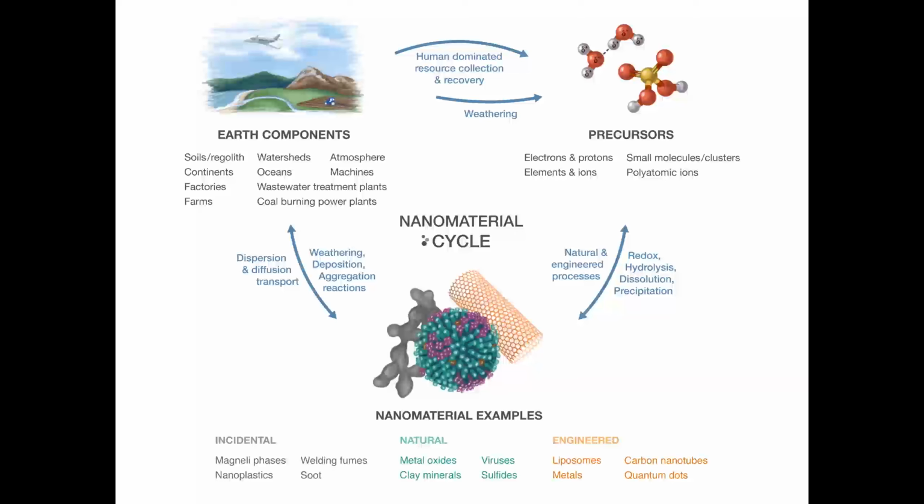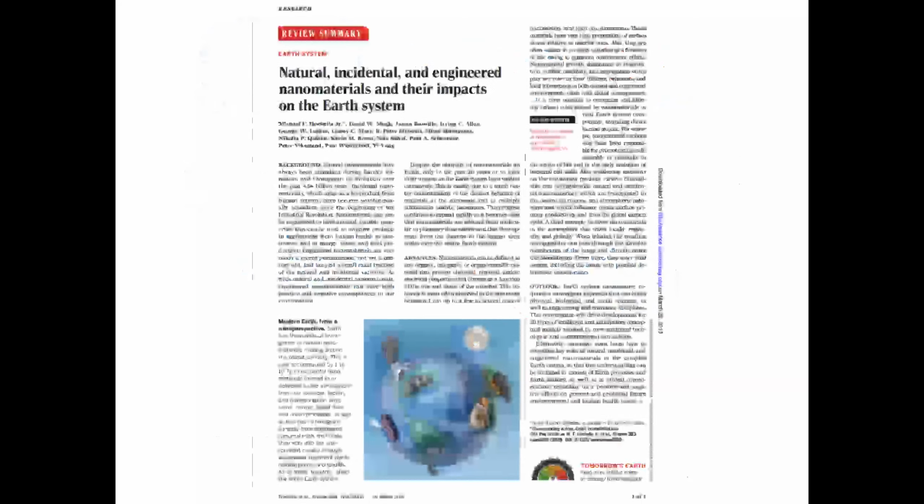Okay, now all of this is summarized. Dave will talk a little bit more about this, but Dave and I and 13 other authors just published a paper in Science, which is 13 pages long. And it's called Natural, Incidental, and Engineered Nanomaterials and Their Impacts on the Earth System.